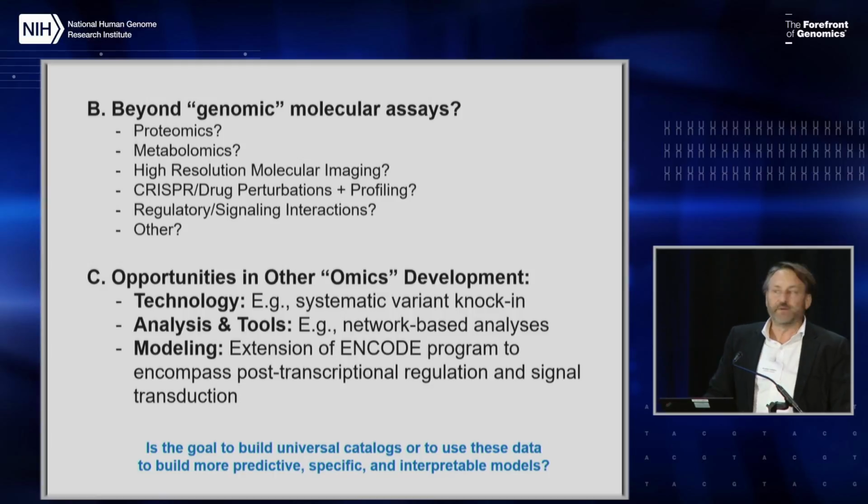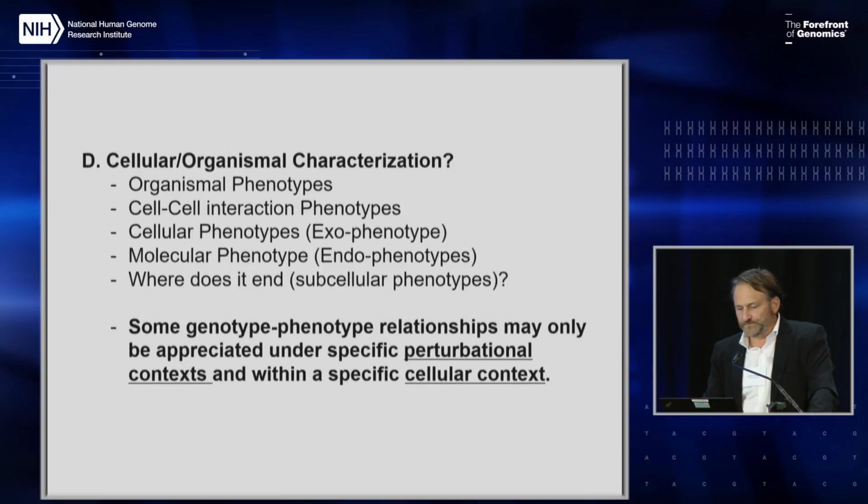I think Botstein did a very famous experiment showing that unless you perturb the cell, you don't see the relationship between certain gene and the phenotype. And also, is there an opportunity for other metadata approaches, that is, approaches that develop technologies, analytical tools and methodologies, and importantly, modeling? For instance, should we extend the ENCODE program to encompass post-transcriptional, post-translational, and signal transduction regulation? And so I think the question here also is, is the goal to build universal catalogs or to use these catalogs to build more predictive, specific, and interpretable models?